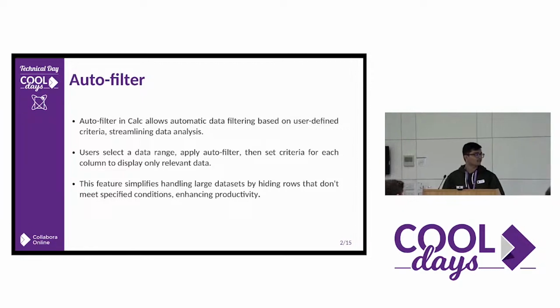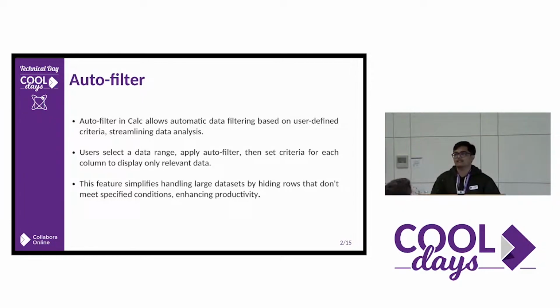Auto filters are used in Calc to streamline data and make it easy to filter the data we want to focus on in the sheets and columns. The user selects the data range, applies auto filters, and sets criteria for each column to display the relevant sections.